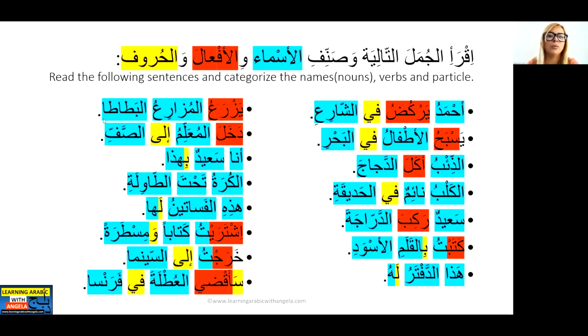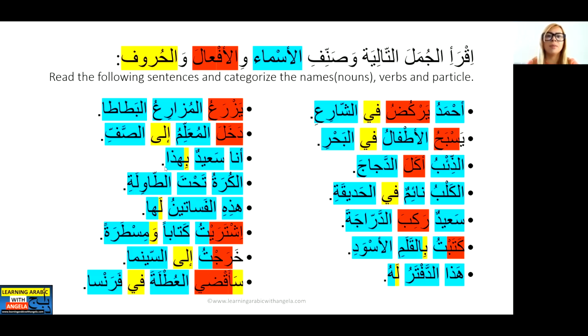يزرع المزارع البطاطا. The farmer is planting potatoes. So يزرع a verb, obviously المزارع a noun, البطاطا a noun. We can tell from the definite article. دخل المعلم إلى الصف. The teacher entered, literally, to the classroom. So straightforward over here. You can tell that this is a jar particle.